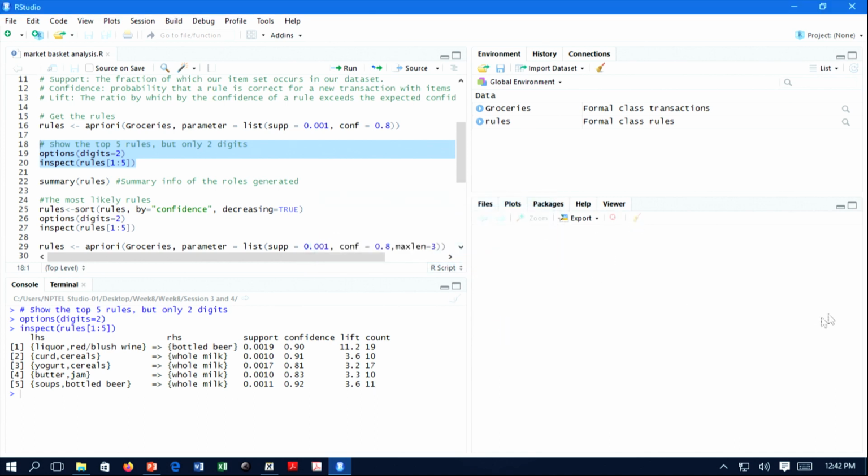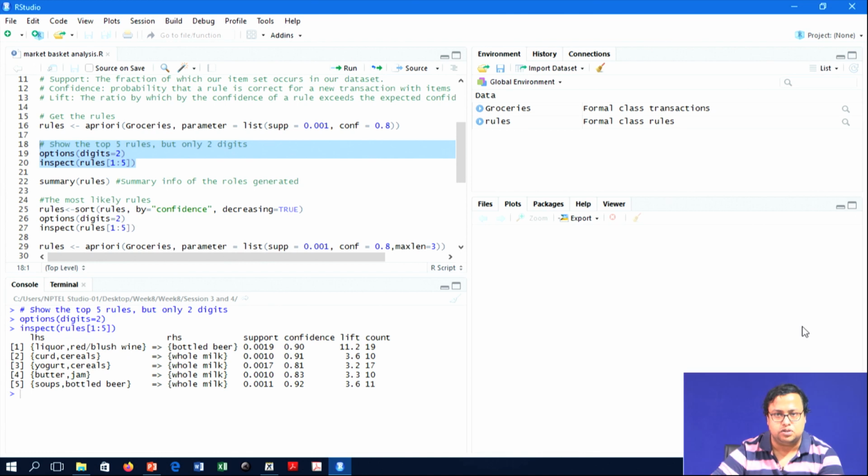and red plus wine, and on the right hand side we have bottled beer. That means, given that liquor and wine occur, what is the probability that the bottled beer will also occur? So, the corresponding support is 0.0019. That means, in 0.19% of cases the left hand side occurs, which is small. But when the left hand side occurs, the right hand side occurs with 90% probability, 0.9 is my confidence, and the lift is also very high, 11.2.